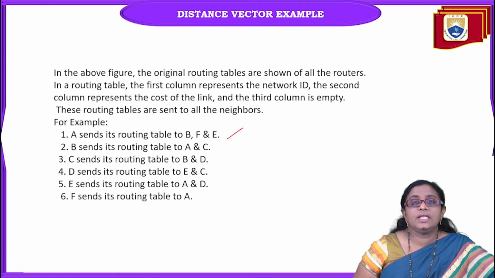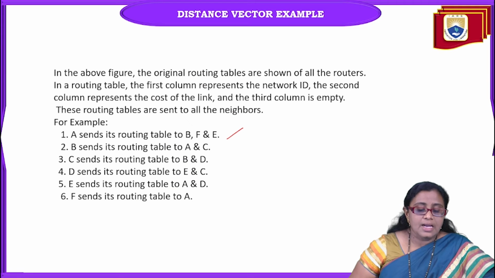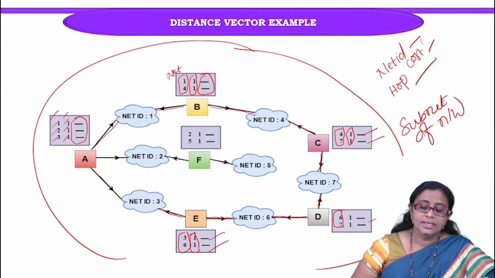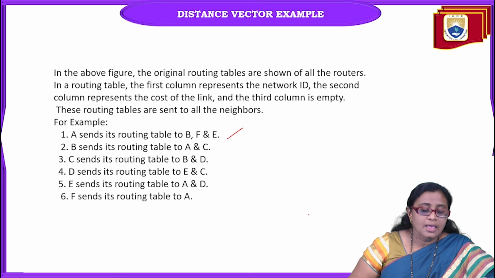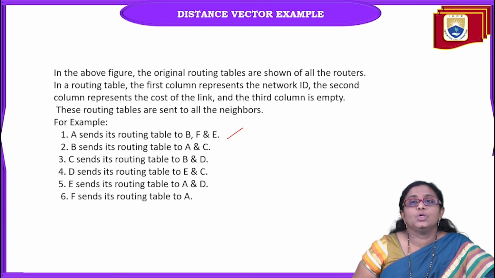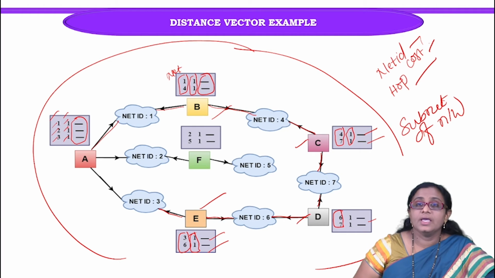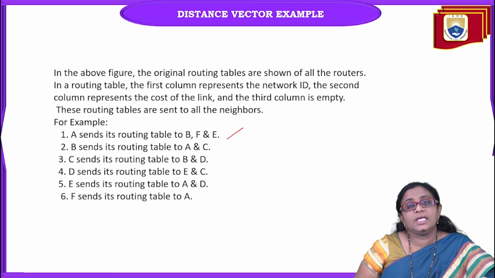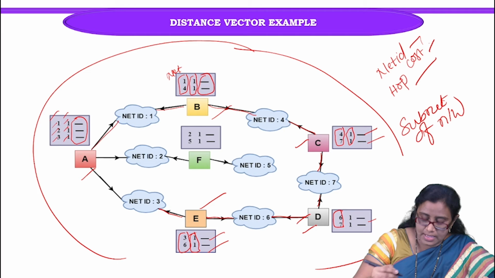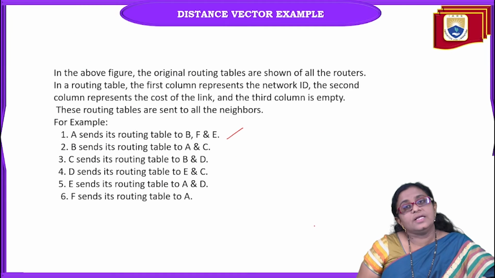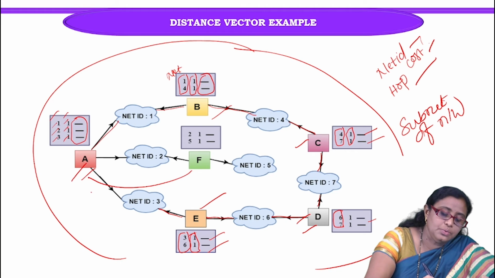B sends its routing table to A and C. C sends its routing table to B and D. D sends its routing table to E and C. E sends its routing table to A and D. F sends its routing table to the one and only remaining neighbor, A. F can send its routing table to A.